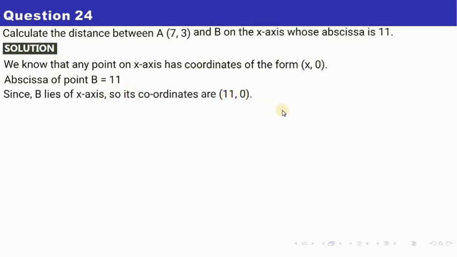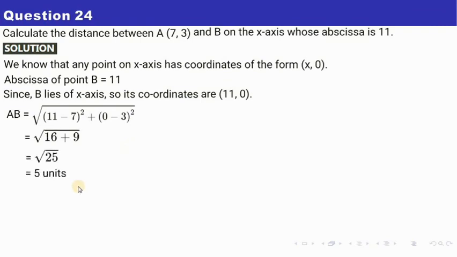So basically you need to find the distance between (7, 3) and (11, 0). It's very simple. The distance is calculated using this formula. Call this x1, y1 and this x2, y2, and evaluate this, which turns out to be 5 units. So my distance will be 5 units.